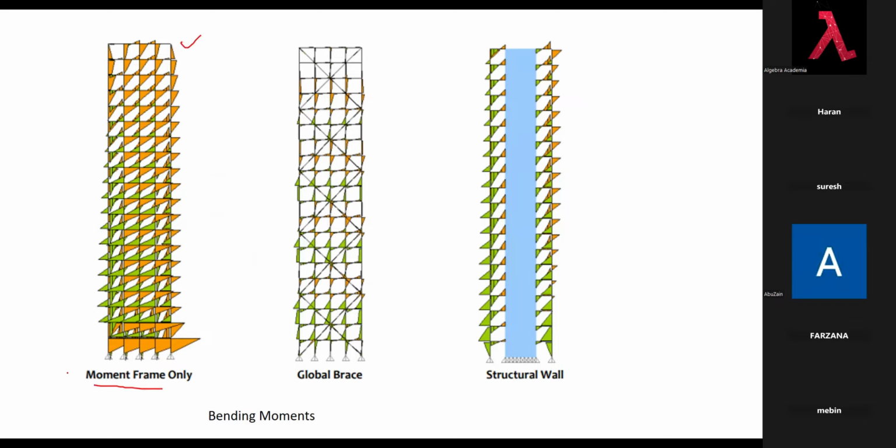This is a moment resisting frame where you can see the moment in the ground story is higher, and it gradually increases from the top to the bottom, because all the moments will be taken by all the nodes, all the joints, and then it will be transferred.